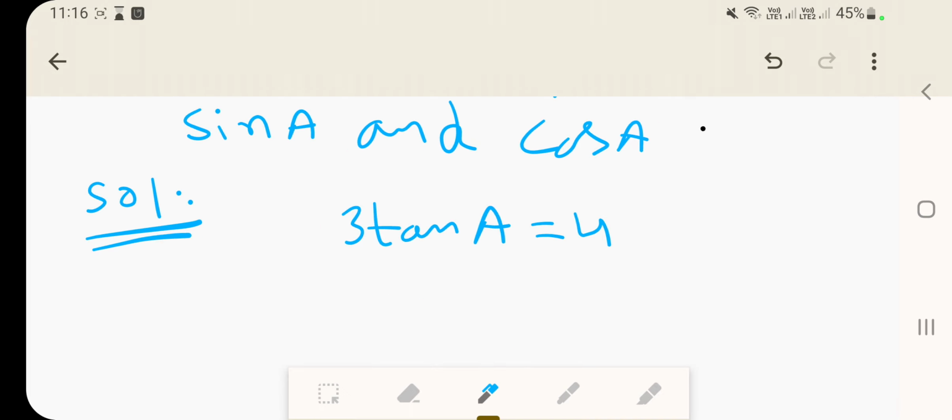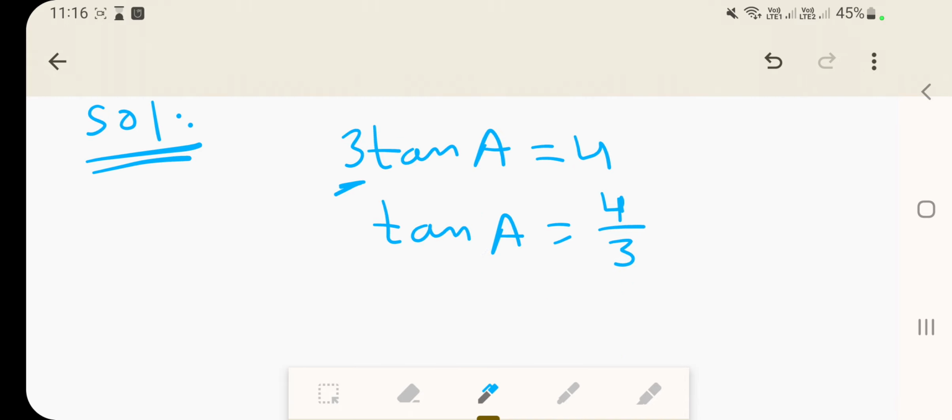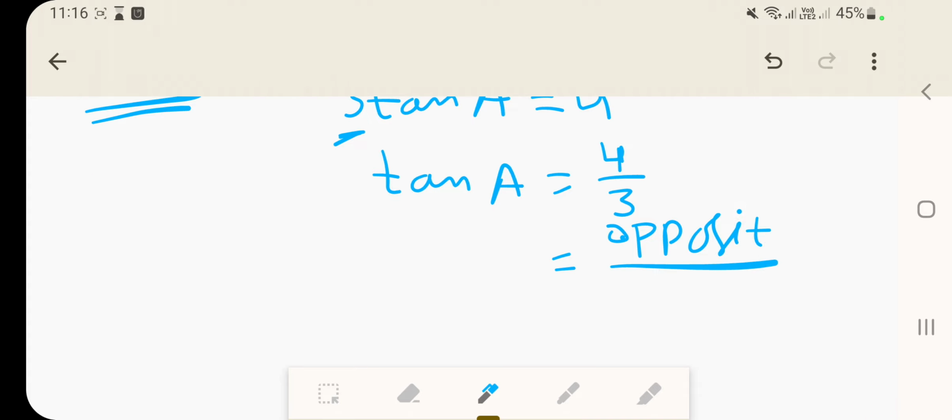So what we have to do first is write it as tan A is equal to 4 by 3. The 3 on the left hand side we can take to the right hand side, and it comes in the denominator of the RHS. And we know that tan A is the length of the opposite side to angle A divided by the length of the adjacent side to angle A. So that means we got 4 and 3. One is the opposite side, another is the adjacent side.